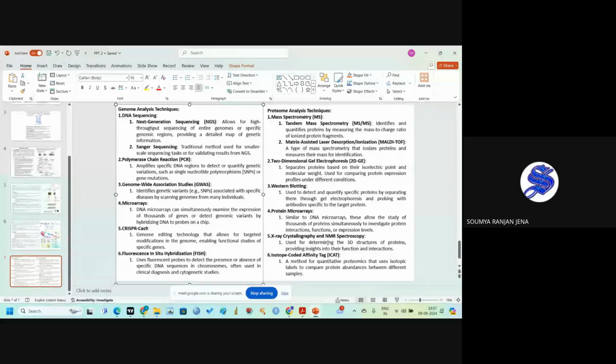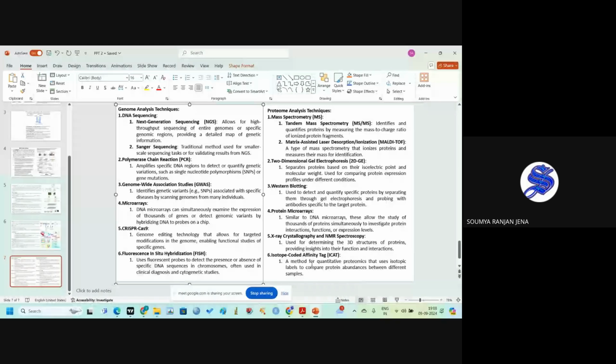Then X-ray crystallography and NMR spectroscopy determine the 3D structure of protein, that is the secondary and quaternary structure of protein, providing insight into their function and the interaction of this 3D structure of protein.